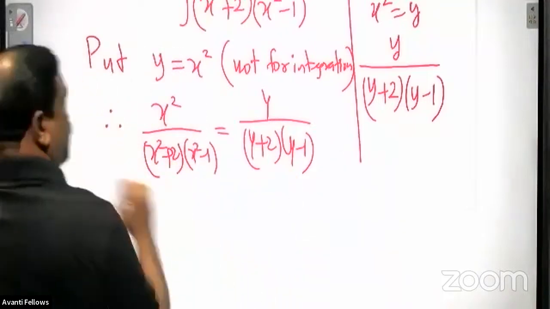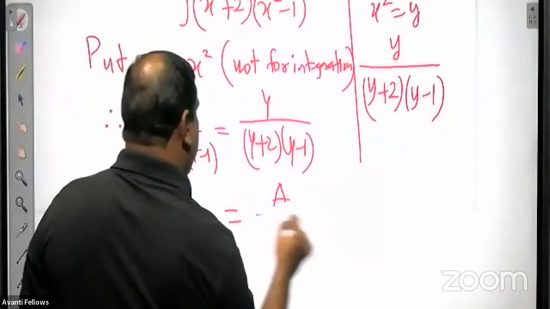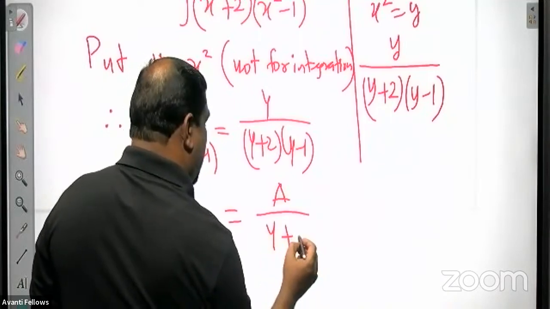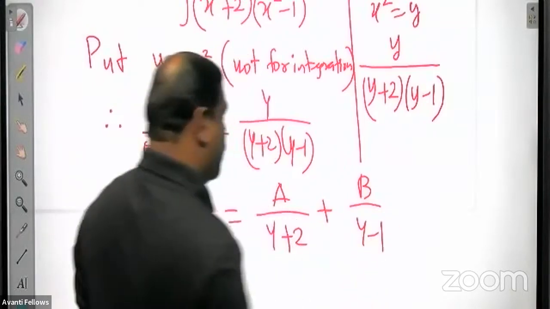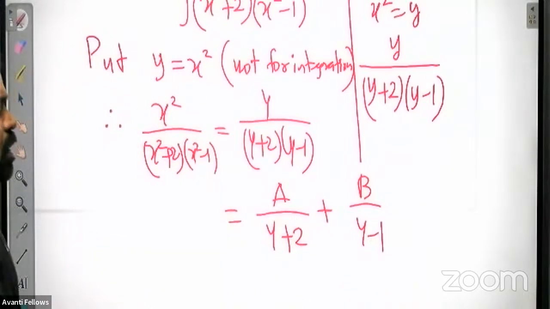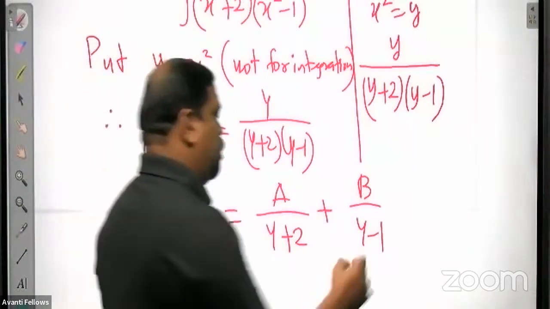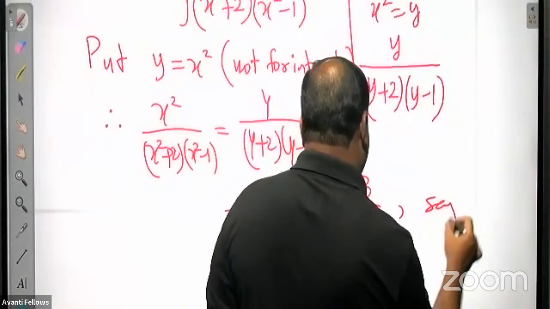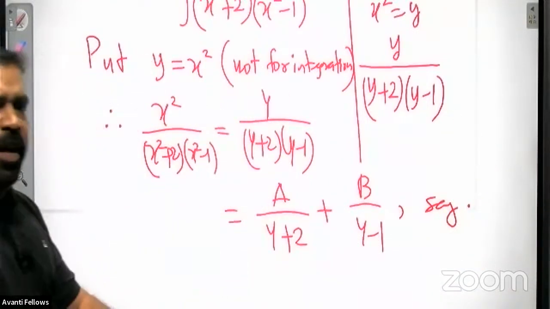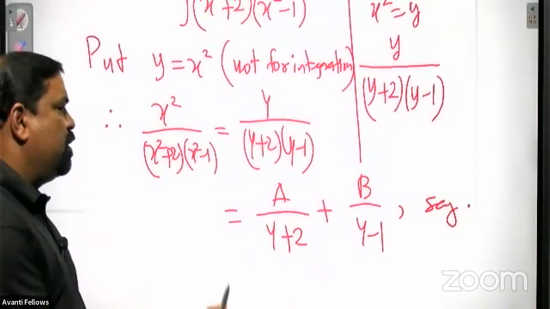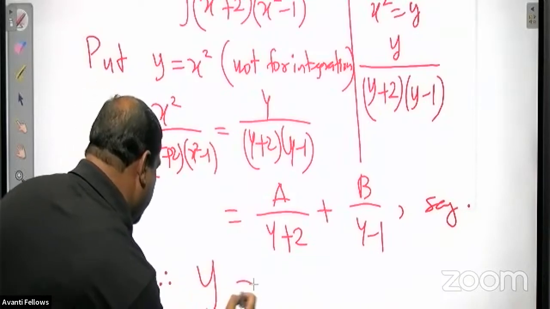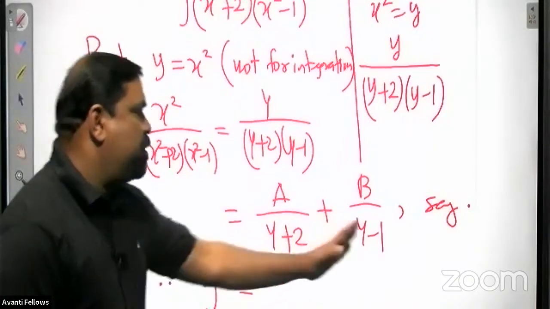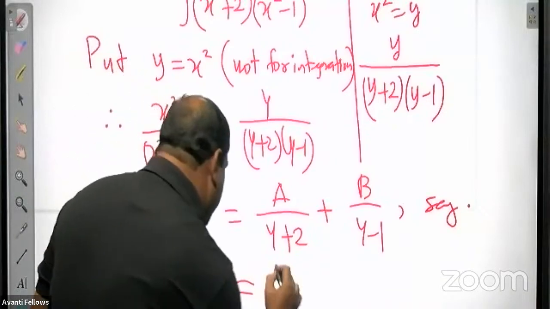So that is equal to, what is the partial fraction here? One fraction is A by (y plus 2). The other fraction will be B by (y minus 1). Okay, A by (y plus 2) plus B by (y minus 1), let it be. Now we have to find A and B. How to find A and B, you already know. Just compare the numerator. The numerator is y here. So y must be equal to, make the denominator the same, which means A into (y minus 1).